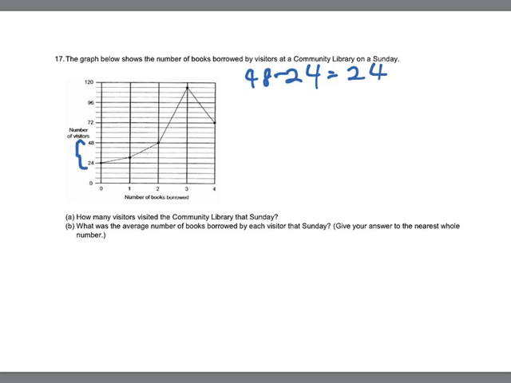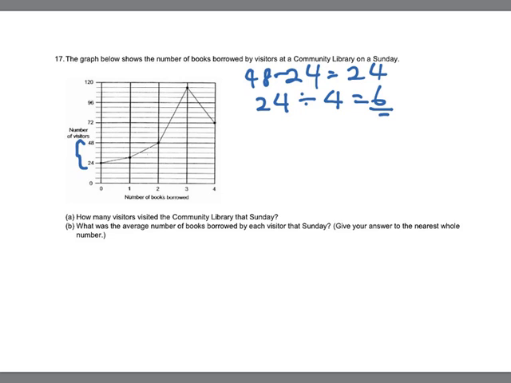And how many markings are there? There are a total of 4 markings in between. So therefore, each marking is actually 24 divided by 4 equals 6. That means to say each marking represents a difference of 6. Okay? Now, let's find out one at a time.